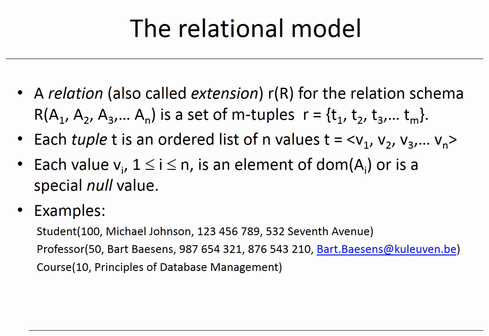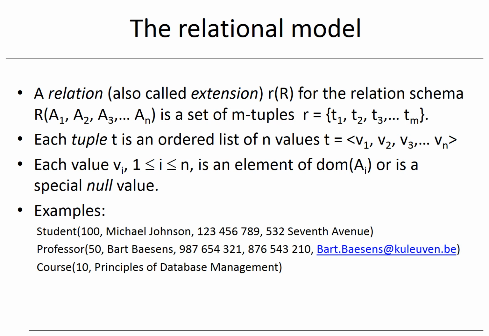A relation, also called extension R for the relation scheme R, A1, A2, A3 up to AN, is then a set of M tuples, R equals T1, T2, T3, Tm, whereby each tuple T is an ordered list of n values, T equals V1, V2, V3, Vn, corresponding to a particular entity such as a particular supplier, student, etc. Each value Vi is an element of the corresponding domain DOM-Ai or is a special null value. A null value means that the value is missing, irrelevant, or not applicable.